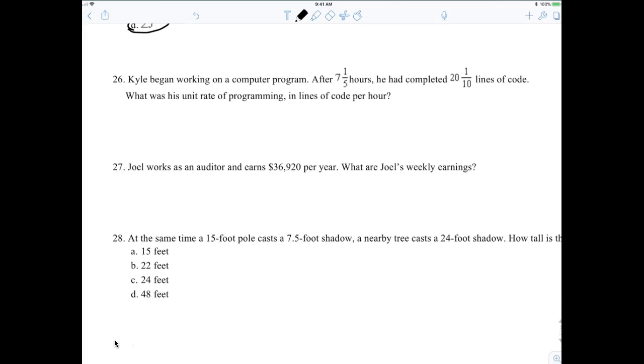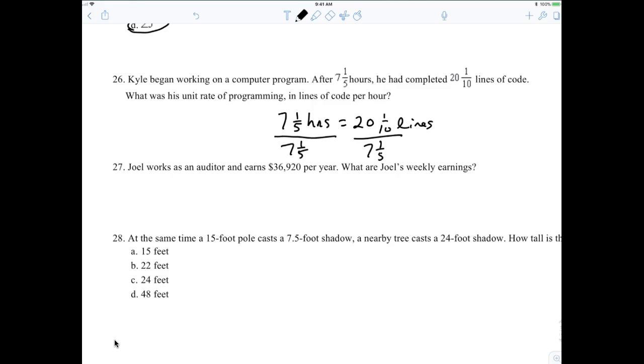All right, 26. It says Kyle began working on a computer program. After 7 1/5 hours, he had completed 20 and 1/10 lines of code. What is the unit rate? So again, we want it for 1 hour. We don't want it for 7 1/5. So here's where I'm encouraging you. Write this down. 7 1/5 hours is 20 and 1/10 lines, correct? I want it for 1 hour, right? So if I want it for 1 hour, I should divide by 7 1/5.